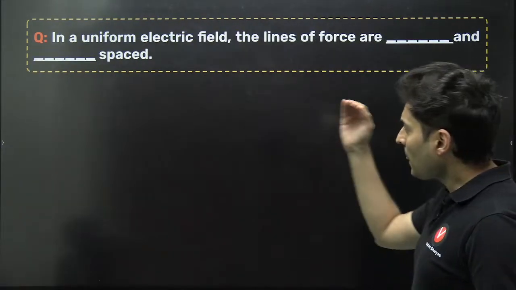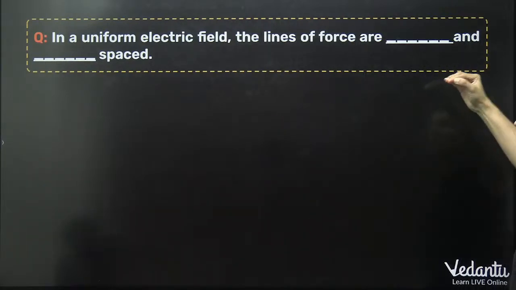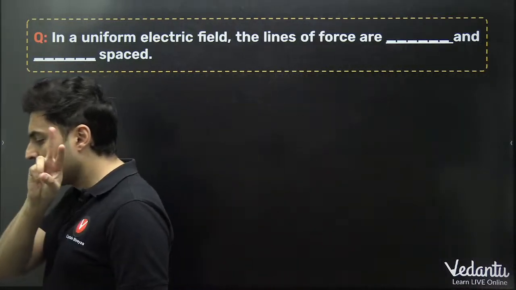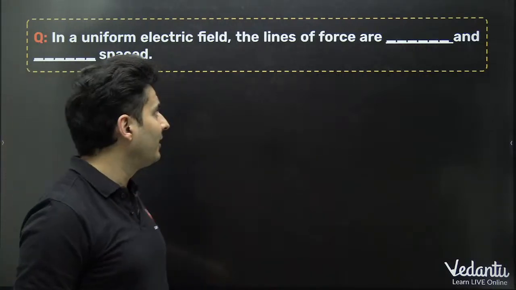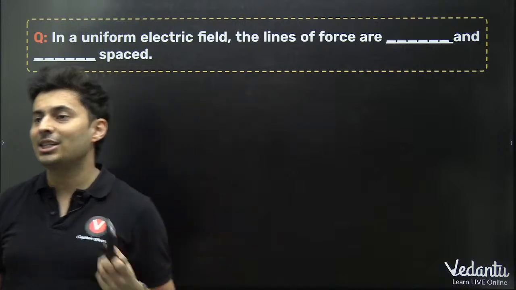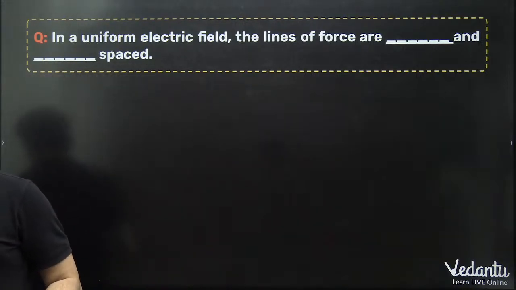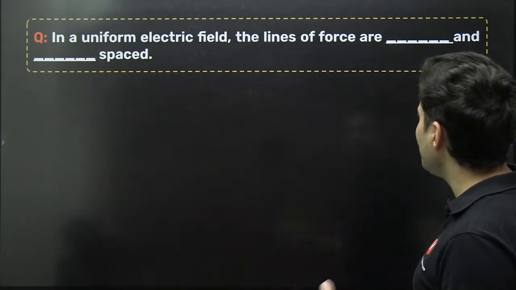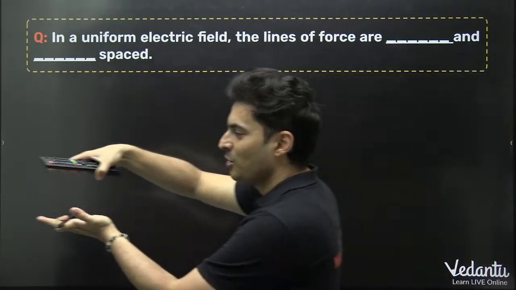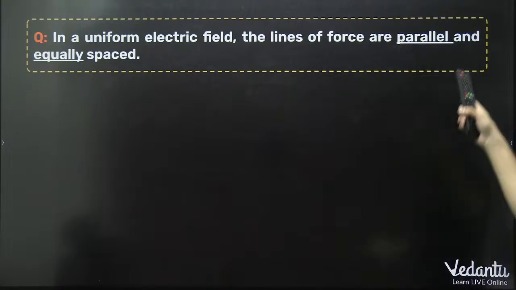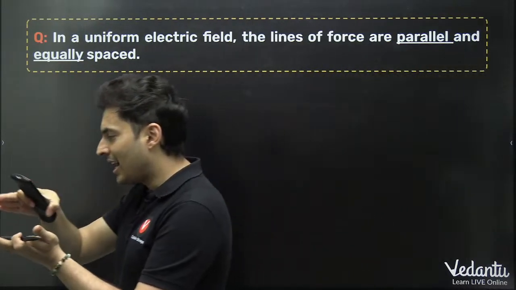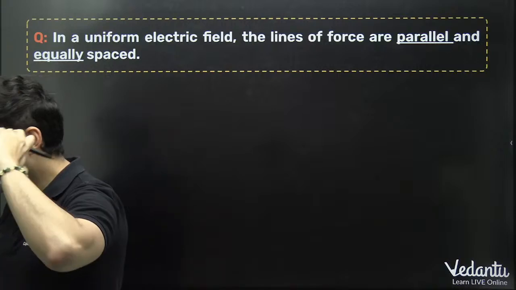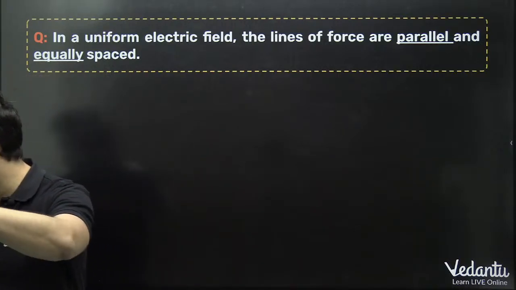Right, moving on. In a uniform field, the lines of force are dash and dash spaced. Interesting, there are 2 fill-in-the-blanks over here. In a uniform field, the lines of force are dash and dash spaced. What do you think should be the right option over here? Yes, they should be equally spaced, definitely. And because they are equally spaced, how will the lines of force look? They will be parallel to each other. They will not diverge or converge. Yes, that is the way you have to think. Parallel and equally. Very good, Aditya.